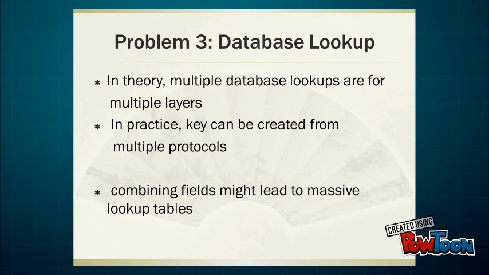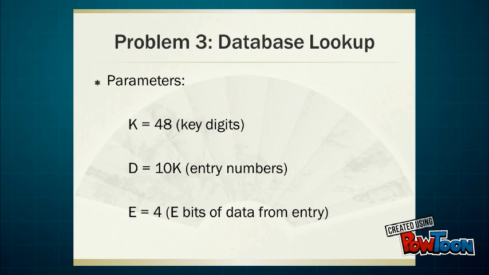To find out the rule that maps to a key, we need to look up into a database. In practice, a key can be created from multiple protocols. Such combining fields might lead to massive lookup tables. Parameters for database lookup include K, which is the key digital length, D, which is the entry number, and E, which is the length of results.